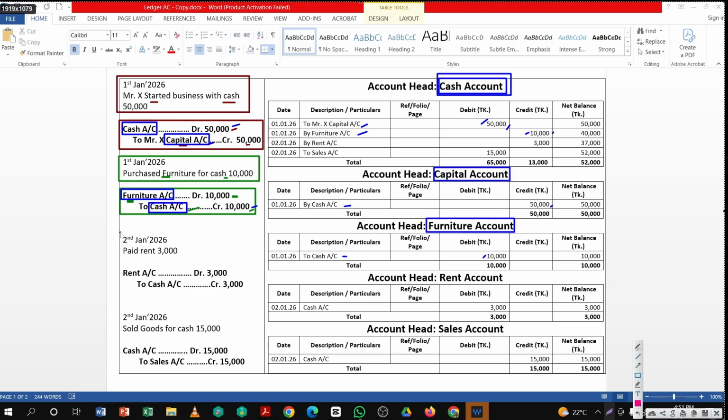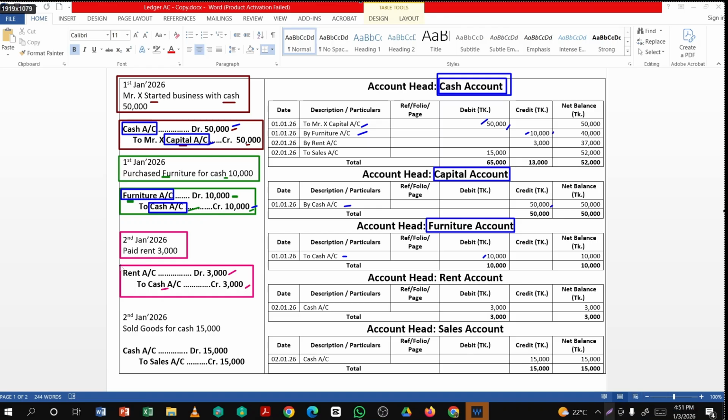Next entry, 2nd January 2026, paid rent 3,000 taka. Journal entry will be rent account debit 3,000 to cash account credit 3,000. Because expense increase, rent paid, so rent account debit 3,000, and cash decrease, so cash account credit 3,000.